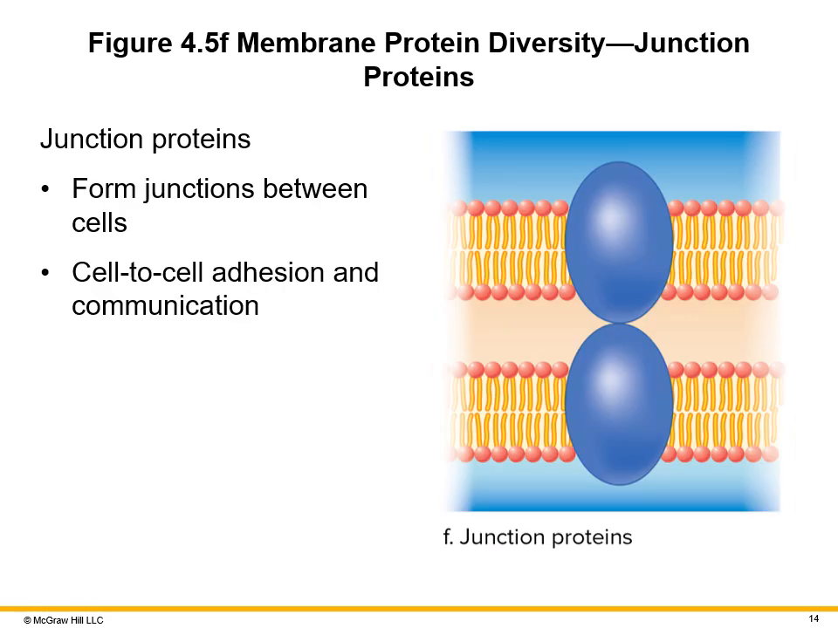Junction proteins are going to form the junctions between the cells. This can be important for adhesion, right? So sticking one cell to another cell, holding them fast together, and also communication between cells.